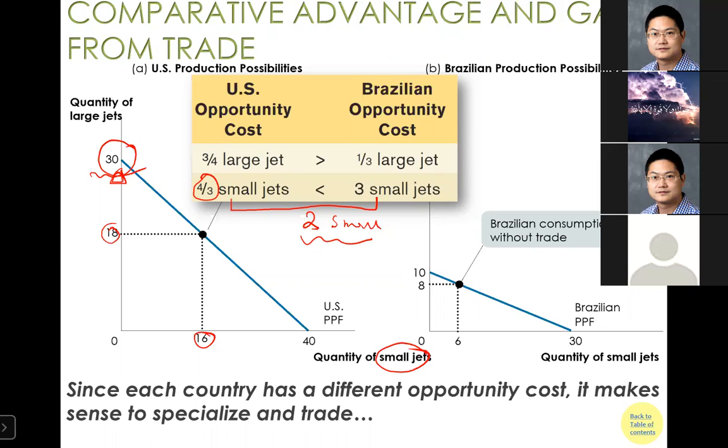Now, in the international market, they can sell for 2.